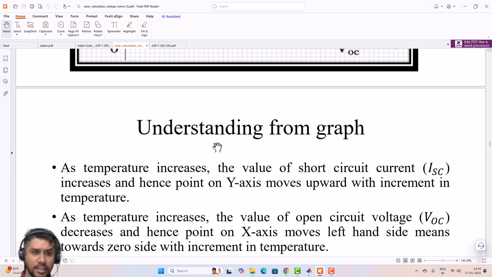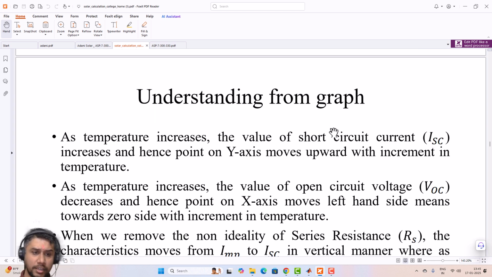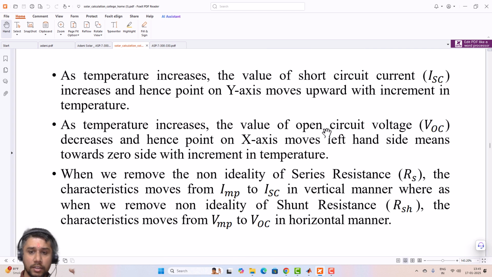From the graph we can understand this. The short circuit current increases with temperature rise, so the point moves in the upward direction, or with increment in the temperature moves in the positive y direction. Whereas with increase in temperature, the VOC value reduces, so the point moves on the x-axis to the left-hand side. So this will reduce the value of voltage.